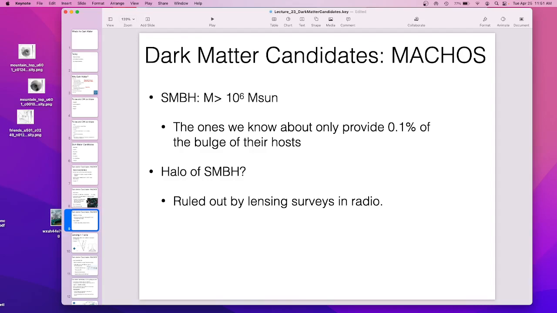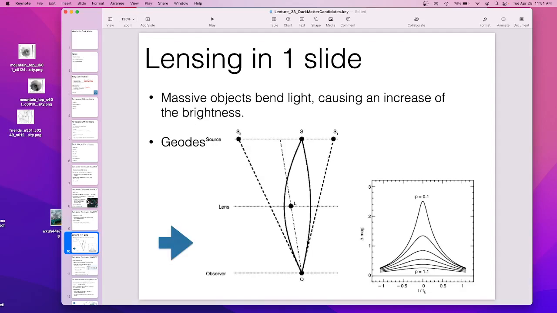Supermassive black holes. The ones that we know about are only a tiny little fraction of their host galaxies. So this is like 0.1% of the whole galaxy mass. I mean, now that's a pretty large fraction, but it's not enough to make up for the dark matter, because we need like 3 to 10 times as much dark matter as luminous matter. So supermassive black holes can't do that. What about other black holes that are just in the galaxy? We know there are plenty of those. So what about those? Lensing surveys are really how we closed this.